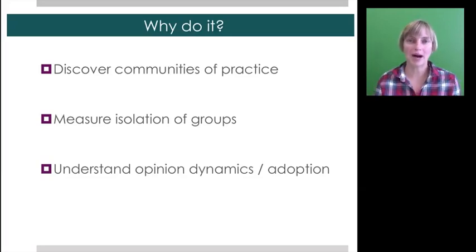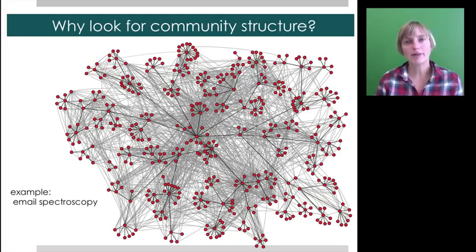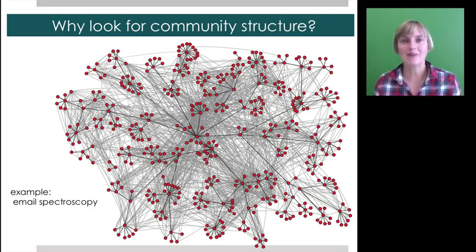So first, why do we do it? I'll go through 3 separate reasons. These reasons are kind of social network specific. The first is you can discover communities of practice. If you have communication between individuals, discovering which groups of individuals tend to communicate more with each other can tell you what is the structure of collaboration.